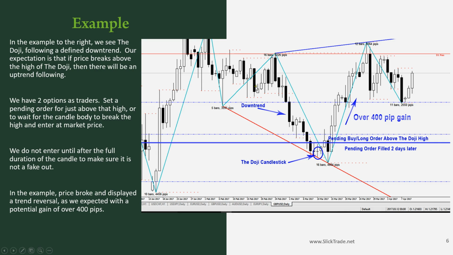Now, this is the daily chart, okay, so each one of these candles is 1 day in duration. I find that's the best way to trade most price action setups, but you can do it on lower time frames. You're just going to have a better result with the daily, okay, and a higher win rate with the daily, okay. So in this example right here, this is over 400 pip gain.